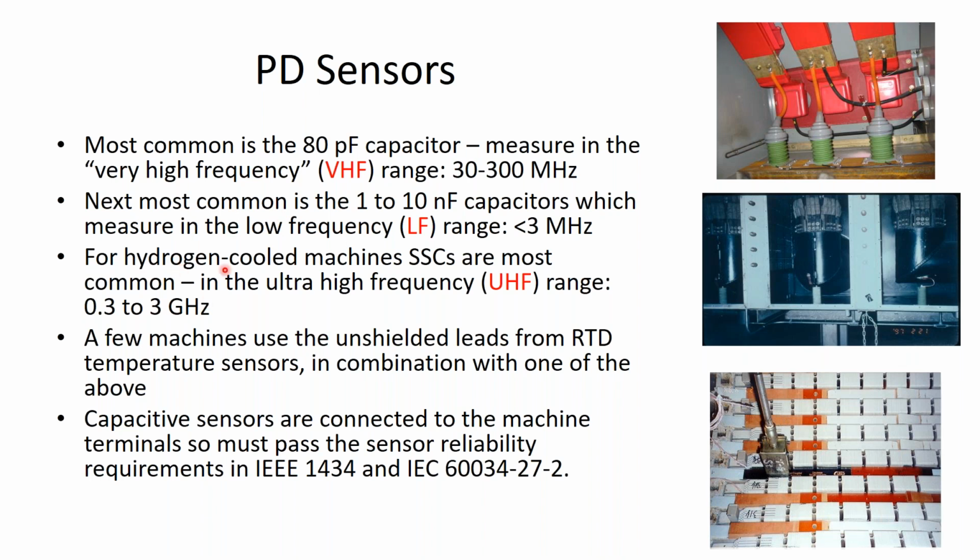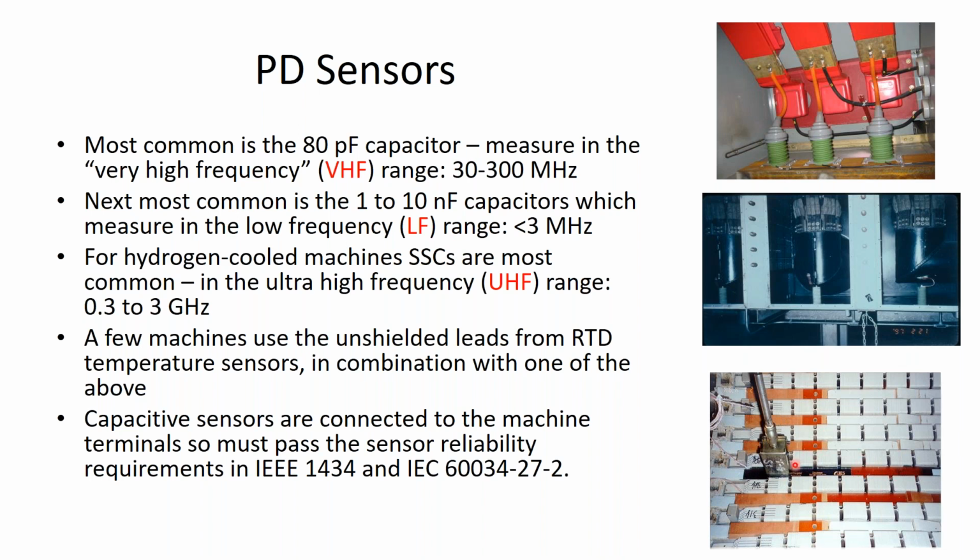Okay, hydrogen-cooled machines are more difficult for us. There's a lot of auxiliary equipment in coal-fired, nuclear-fired units, the very large combined cycle plants. So the noise environment tends to be much worse. And it turns out high-pressure hydrogen makes the PD pulses much lower. Okay, and that's a whole other separate topic. But in fact, what's happened is that the most popular sensor for hydrogen-cooled machines is something called the stator slot coupler, or SSC. You can see one of those installed in a turbine generator.